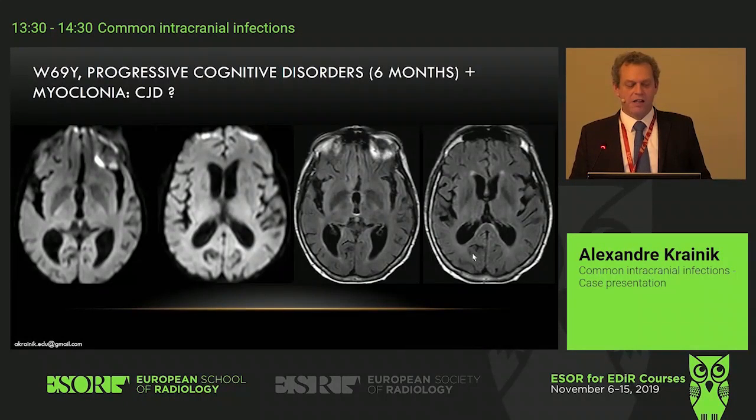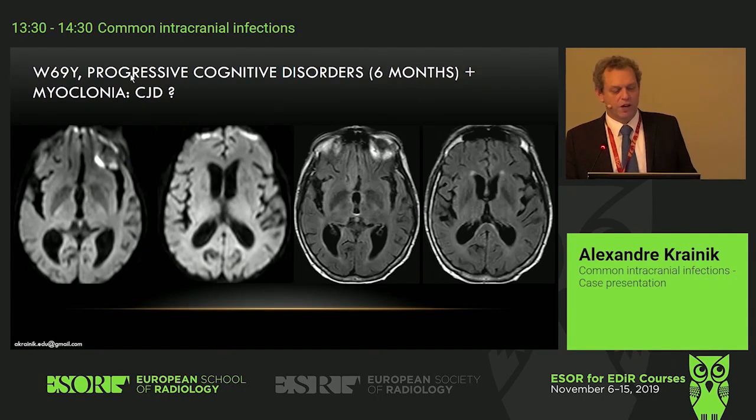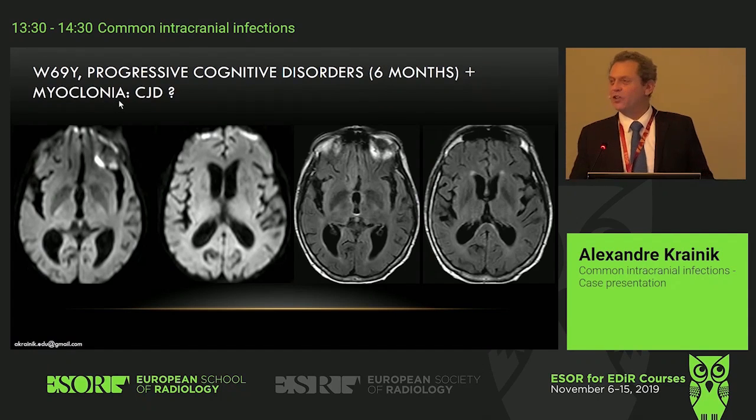Okay. The story of this patient was a woman, 69 years old, with progressive cognitive disorder since 6 months, and there was some myoclonia, and the question was, is it Creutzfeldt-Jakob disease? Then, do you have any element to suggest Creutzfeldt-Jakob disease? We said it's usually hyperintensity on T2 and diffusion of the gray matter, whether cortical or subcortical. Then here, do you see any hyperintensity of the gray matter, whether superficial or deep?